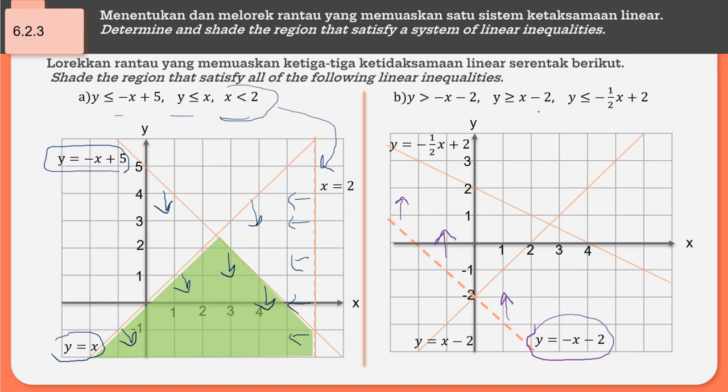Okay, so for the second one, we have y greater or equals to x minus 2. So here is the line. So greater than that is the region above the line. And then lastly, we do have y less or equals to negative half x plus 2. So we are looking for the region less or equals, that means below the line. Alright, can you guess where is the shaded region? Okay, this is the shaded region.